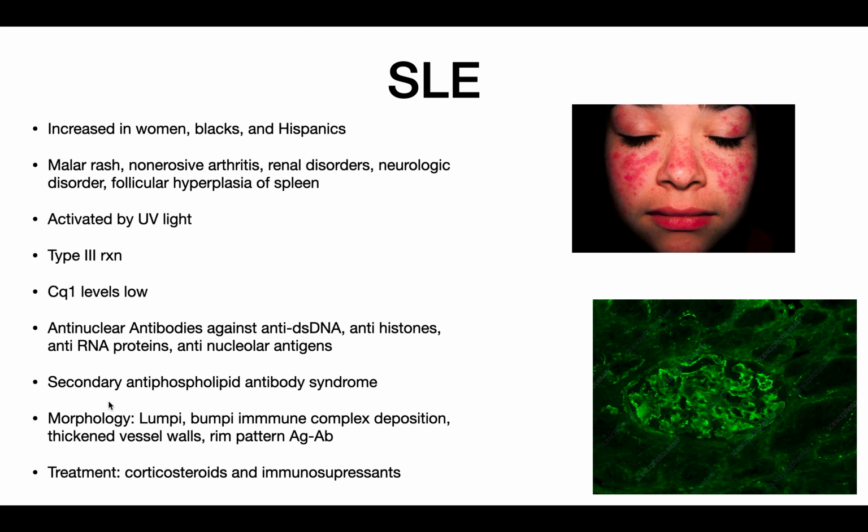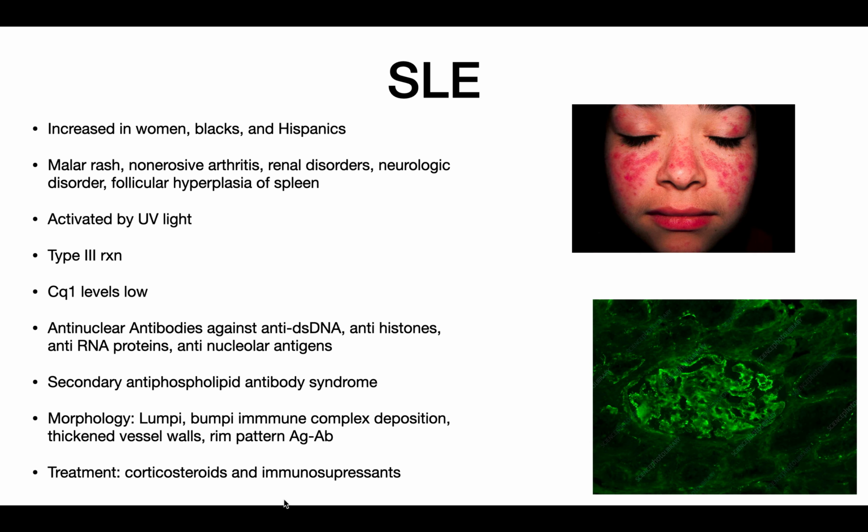It's also known as a secondary antiphospholipid antibody syndrome, and the morphology is lumpy bumpy. That's how I remember it. So immune complex deposition, thickened vessel walls, and there's a rim pattern of antigen antibodies. But just remember lumpy bumpy, and it's going to be so much easier to remember when you're taking the USMLE.